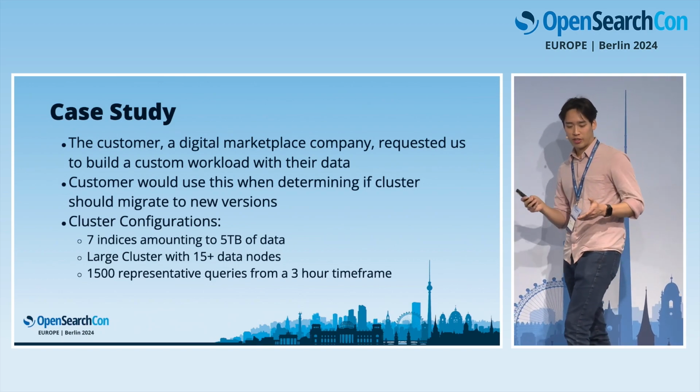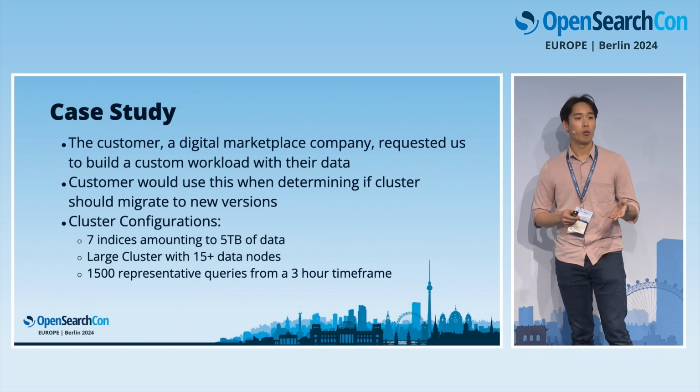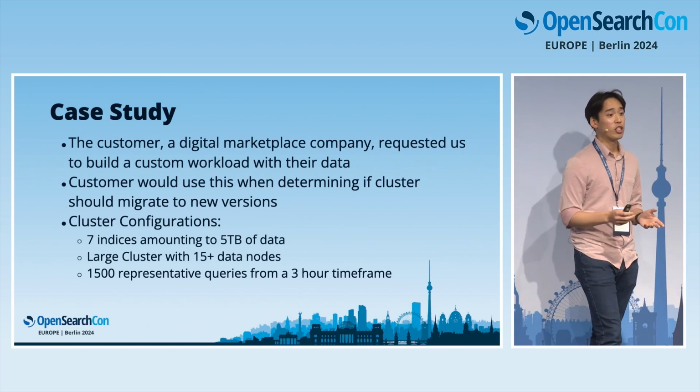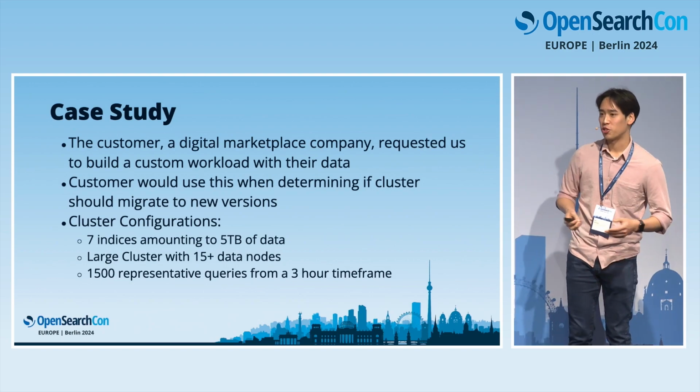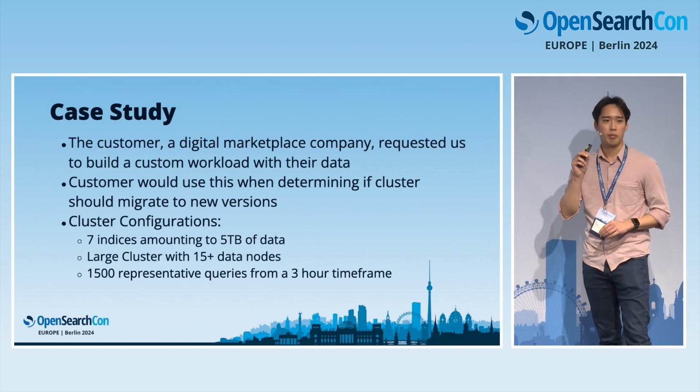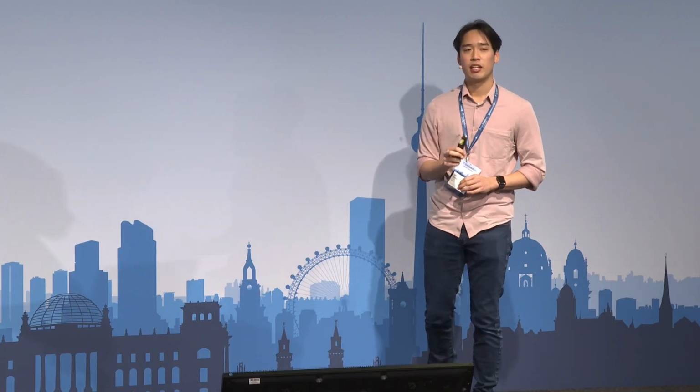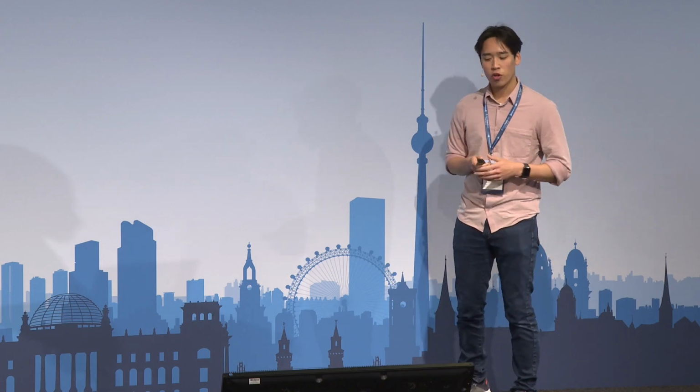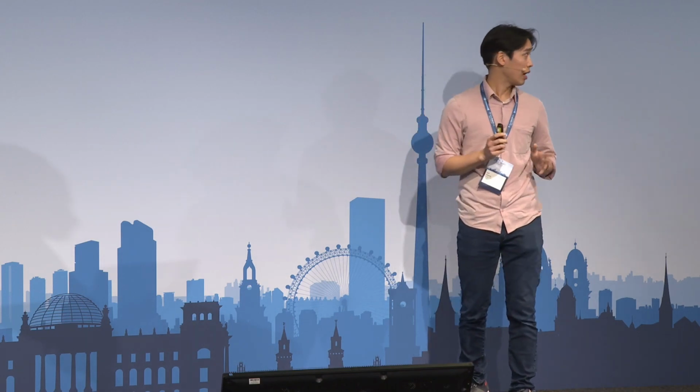So to illustrate this more, they were on OpenSearch 2.9, and they were really interested in OpenSearch 2.11 and some of the features that it offered. But they didn't really want to commit to the migration yet because they didn't know if any regressions existed in 2.11 that they weren't aware of, or they weren't sure what exactly the improvements were in 2.11 on their specific workload.